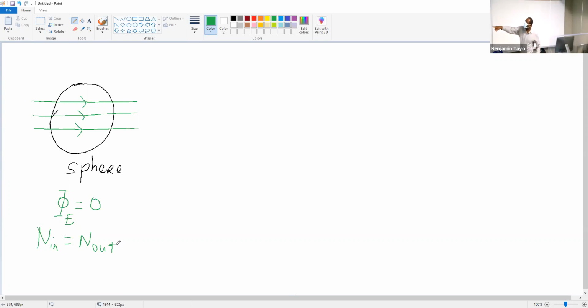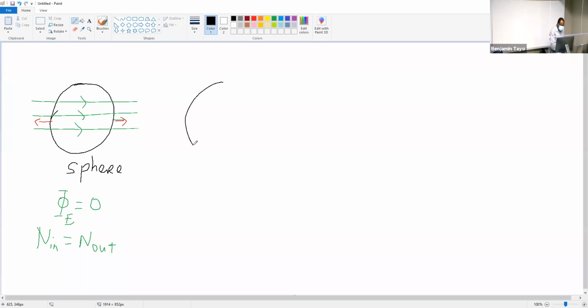Which made perfect sense because we said that the area vector always points outward. In this case, this is my area vector here. Let me change the colors. But the area vector here is negative. So that's one example. Let me show you a second example here.